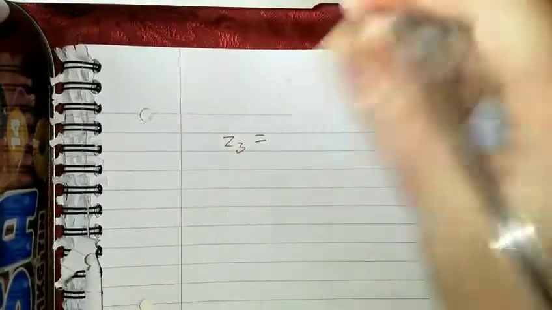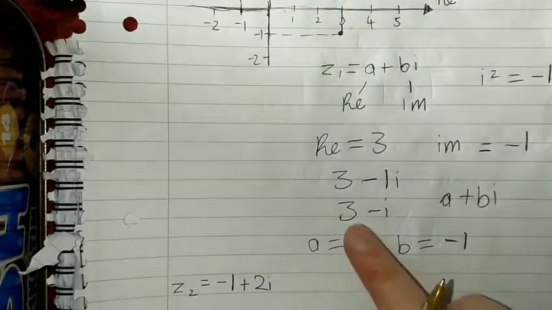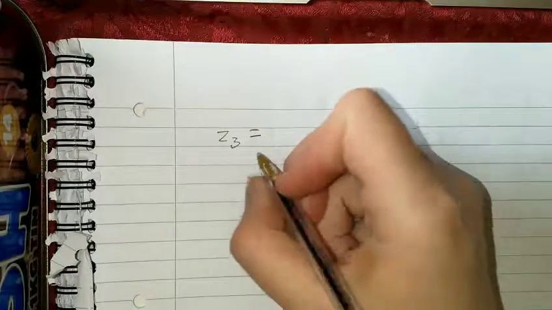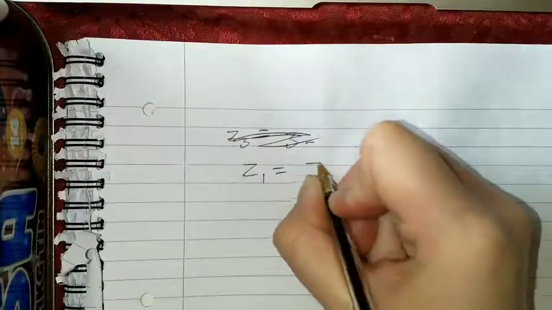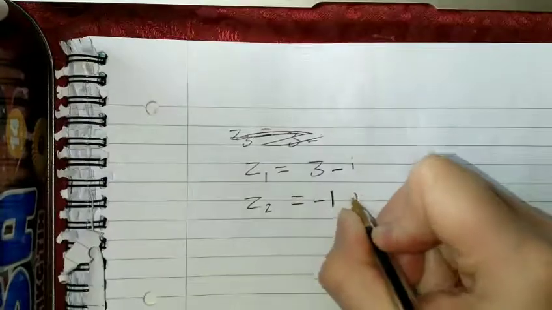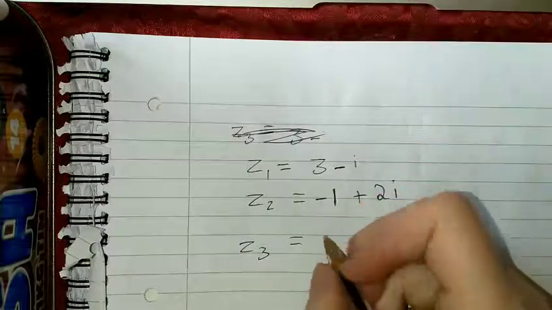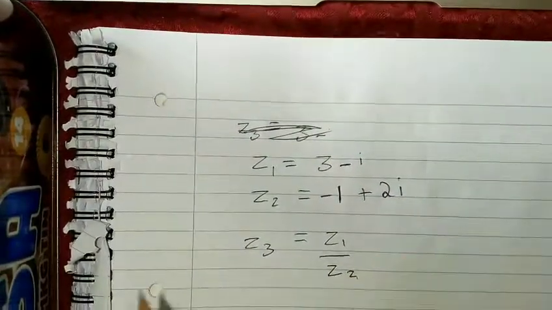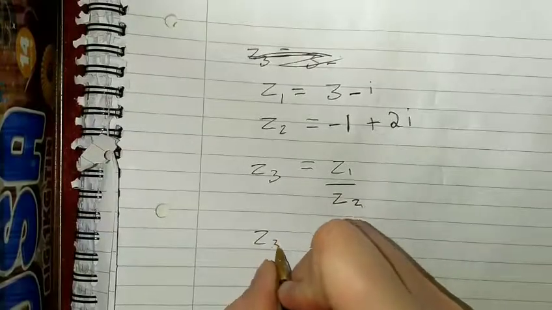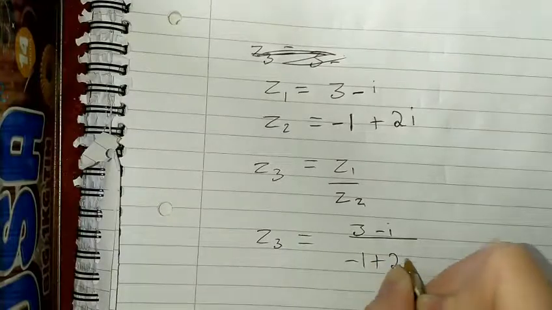We're told that another complex number, z3, is equal to z1 over z2. We already got z1 from the last part, which was 3 minus i. So I'll just write out what we know: z1 is 3 minus i, z2 is minus 1 plus 2i, and z3 is equal to z1 over z2. So z3 is going to be equal to 3 minus i over minus 1 plus 2i.